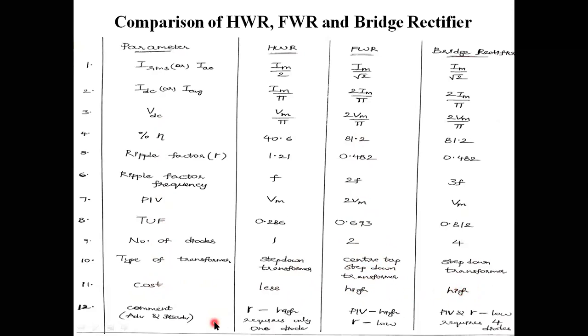Next, advantages and disadvantages. It is just like a comment. In this half wave rectifier, its ripple factor is very high, and it requires only one diode.